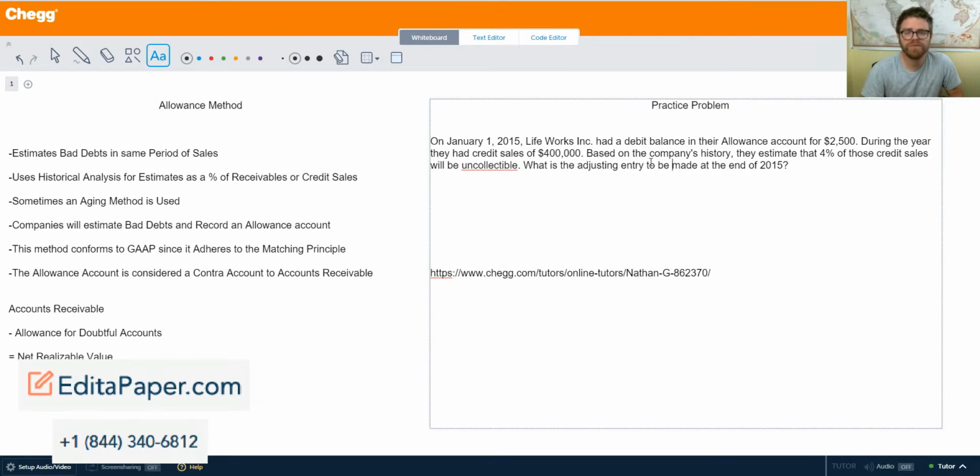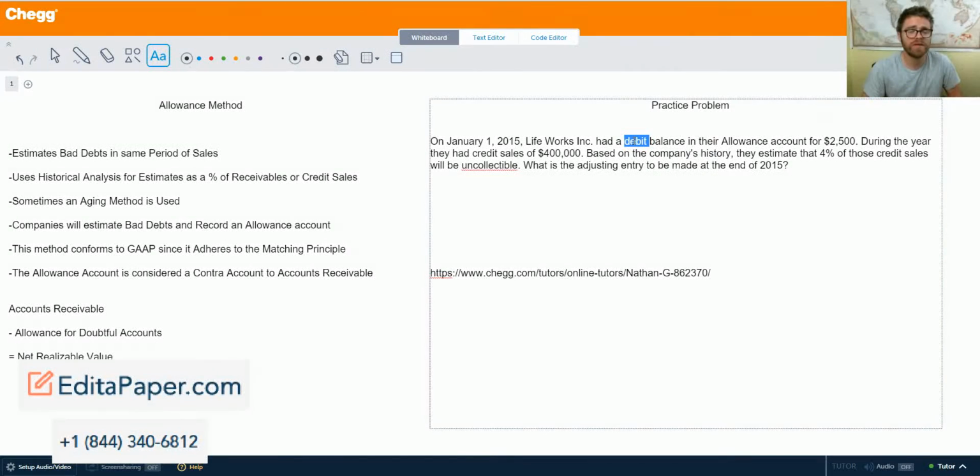So what adjusting entry must be made? Now this is very tricky, so just make sure you listen carefully. First step to attack this problem, you need to focus on what the balance in the allowance account was at the beginning of the year. And I threw a curveball your way. This is very important. It has a debit balance.